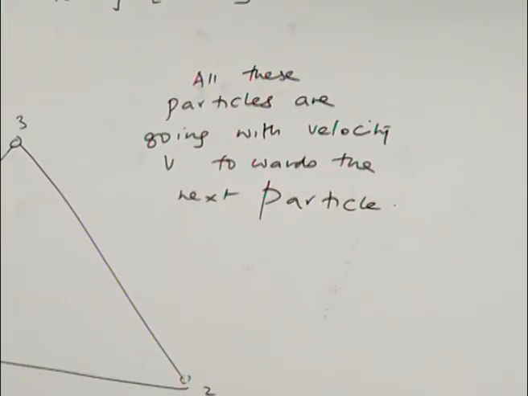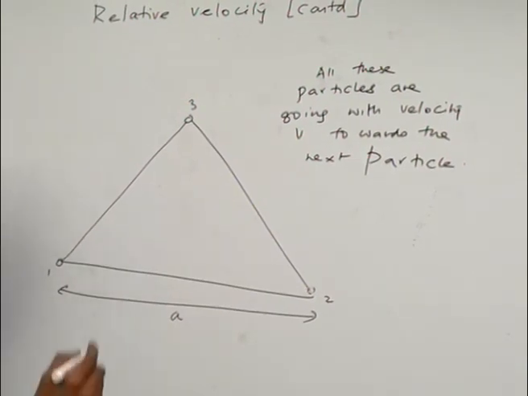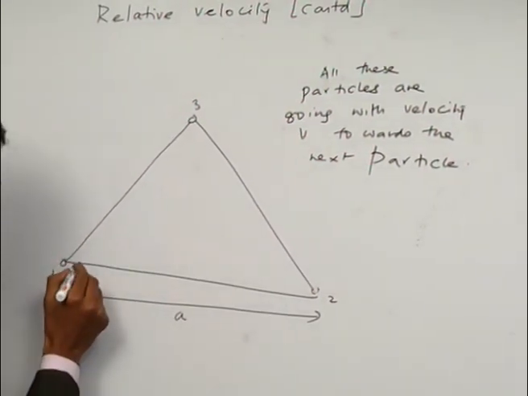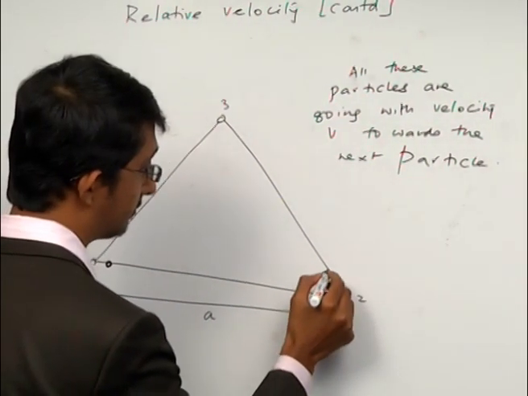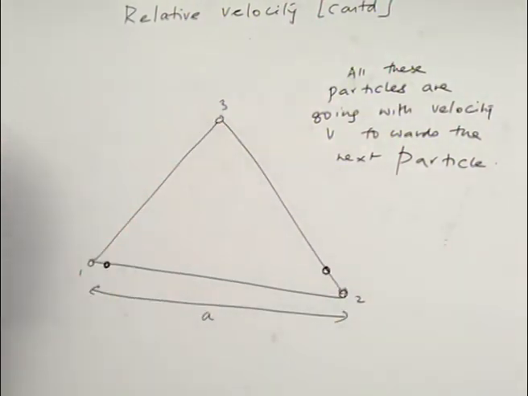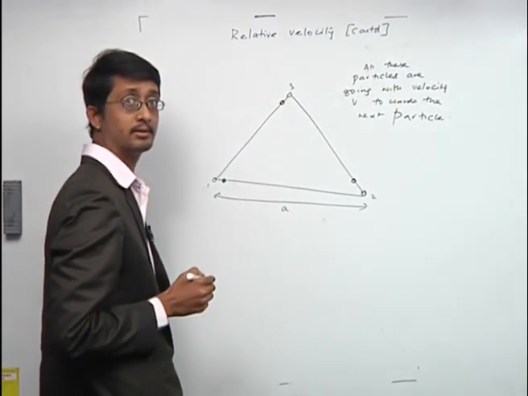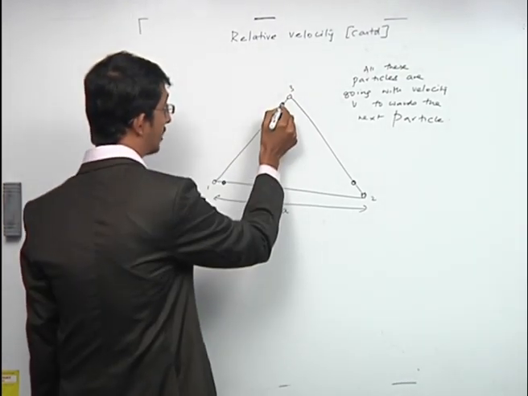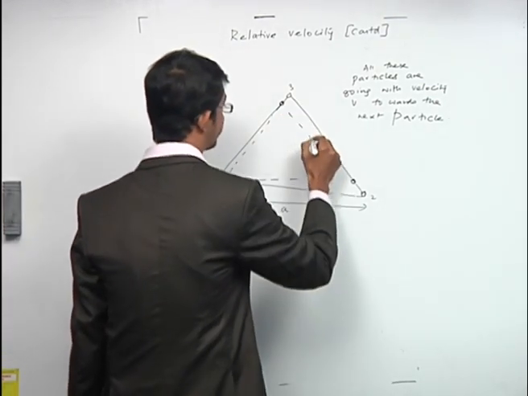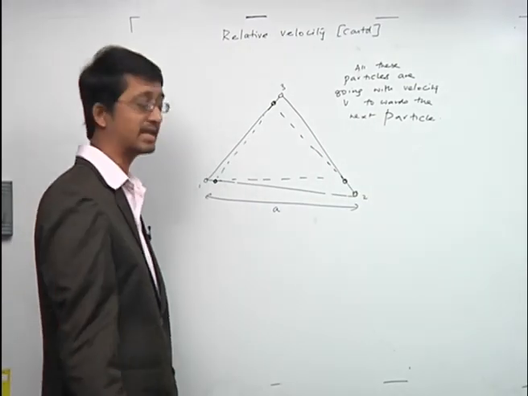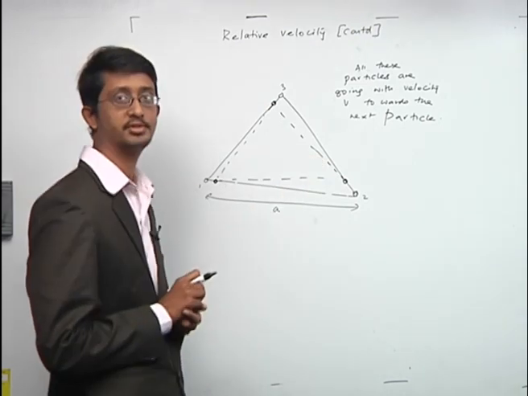So if you try to draw the path in which they are moving, after a small time, one would have come to this position because it is moving towards 2. 2 would have come to that position because it is moving towards 3. And 3 would have come to this position because it is moving towards 1. So if I join them now, the situation looks like that. So after a small time, the positions of these particles have changed.